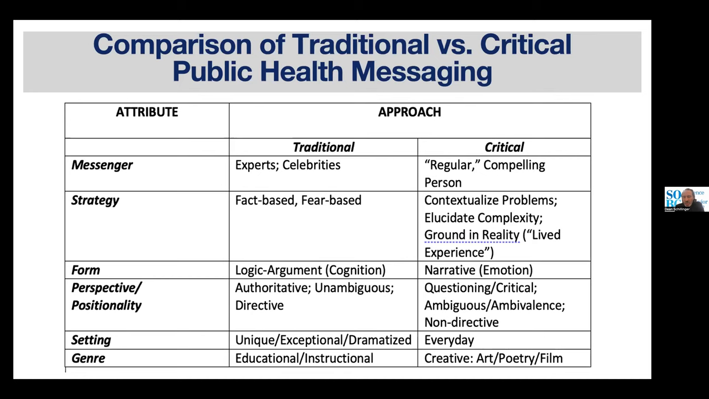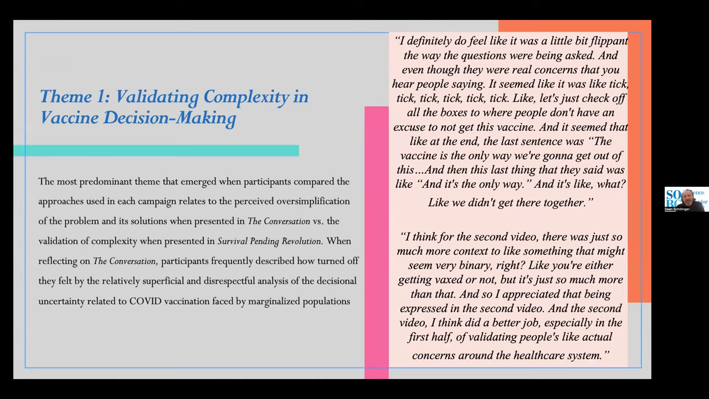So we were interested in exploring how this sort of precision communication at a public health level would land with the intended audience. We're going to be carrying out some quantitative work, but I wanted to share with you some preliminary results from a large focus group we did, where we had the target audience view content from the Survival Pending Revolution campaign, as well as content from a very, very well done state-of-the-art public health communication campaign around COVID vaccination called The Conversation. You may be familiar with it.